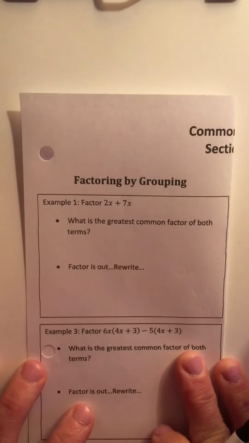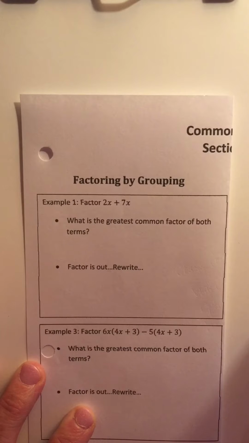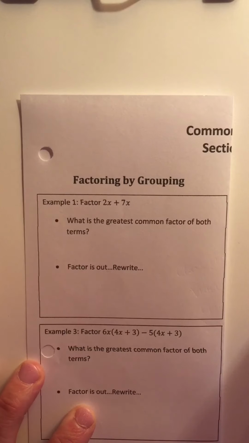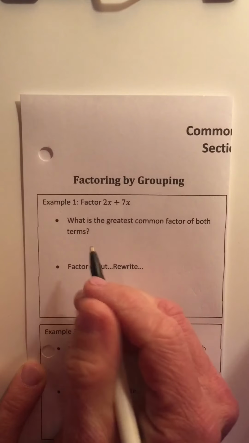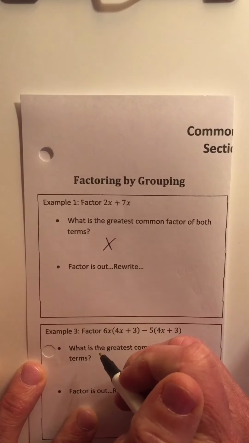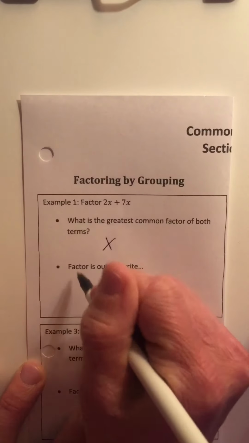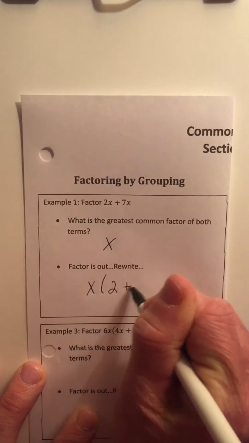Looking at example 1, we're going to factor 2x plus 7x. And what is the greatest common factor of both terms? 2 and 7, their greatest common factor is 1, so there is nothing to factor out. We're going to factor out an x and rewrite. It's going to be x times 2 plus 7.